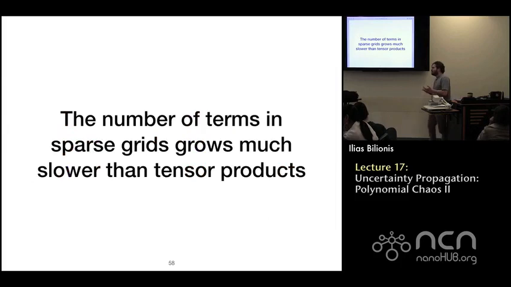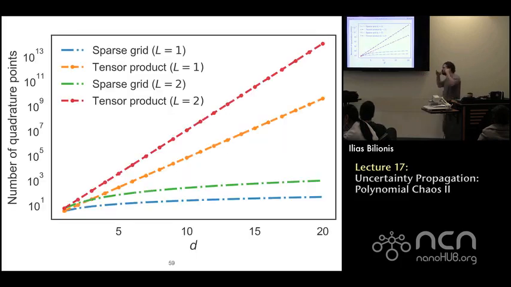Okay, and the most useful thing about sparse grids is that the number of nodes does not grow exponentially, or at least not at the beginning, as the number of dimensions grows. It grows much slower than the tensor product. Here I'll show you how the number of nodes in two different tensor product quadrature rules, using underlying one-dimensional quadrature rules with different levels, grows as the dimensionality of the input space grows.